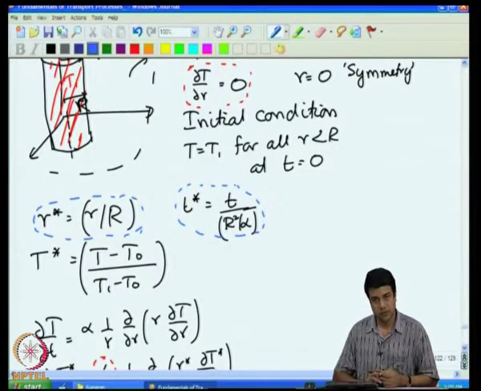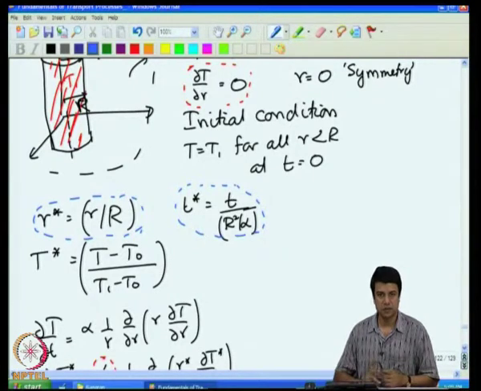One could equally well solve this problem for mass diffusion. In that case, we assume that the concentration within the cylinder is C1 at time t equal to 0. It is dipped into a bath with concentration C0. At long times, because of the diffusion from the cylinder to the bath, there is going to be a constant concentration everywhere.